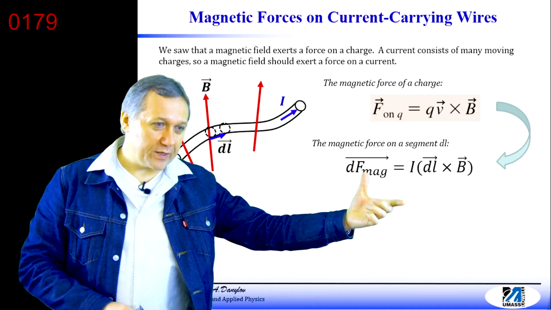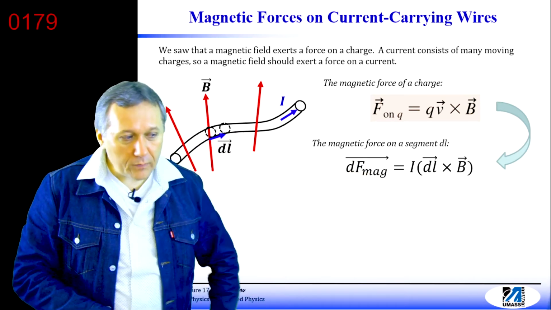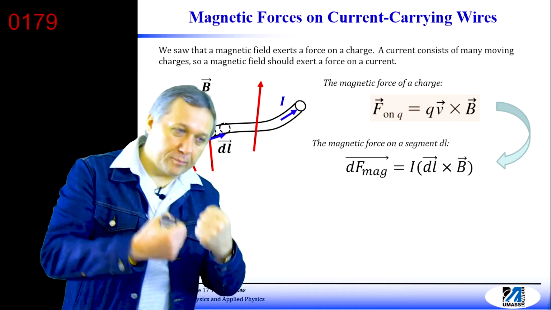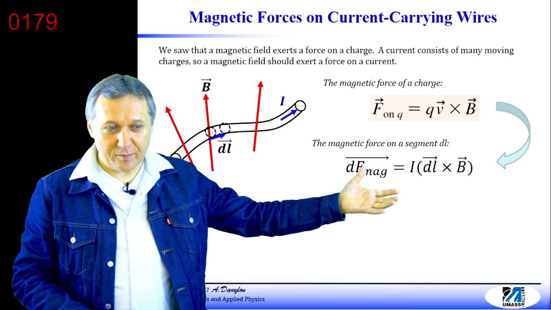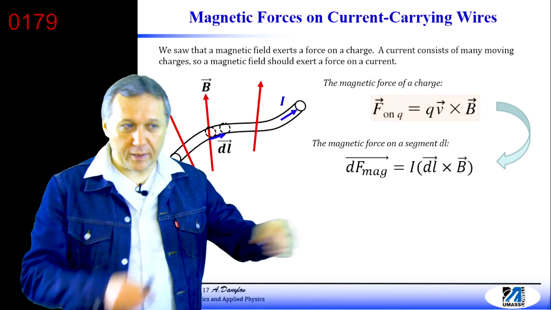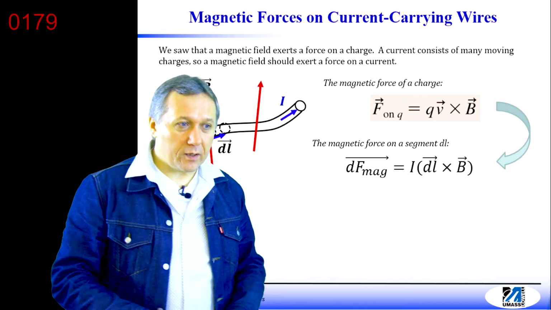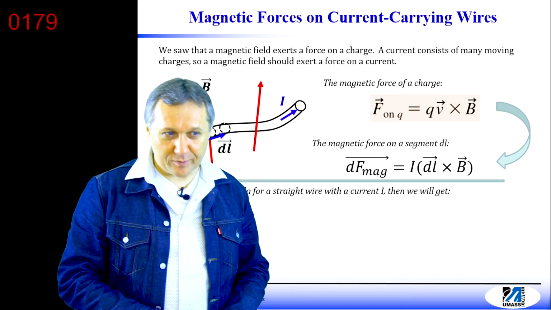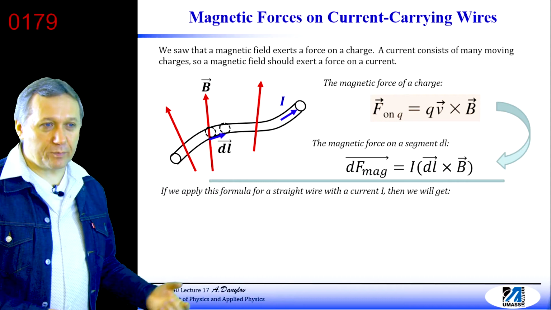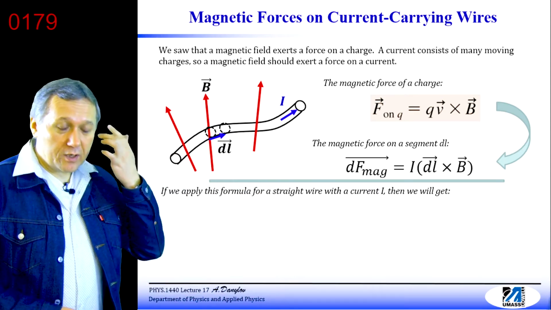Of course, this formula can be applied for any wire, bent or twisted in any way. And it can also be applied for a straight wire which is exposed to the magnetic field. We're going to use the next formula, and the transition is very simple.